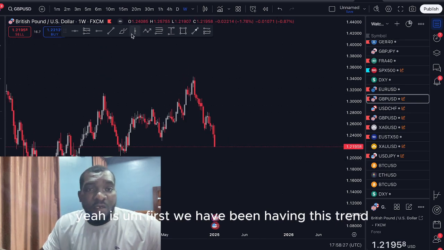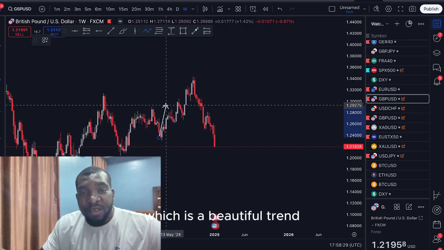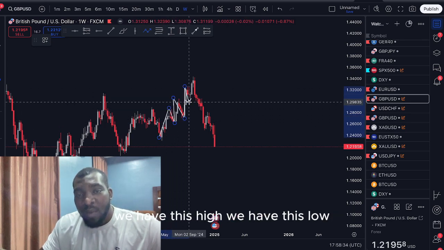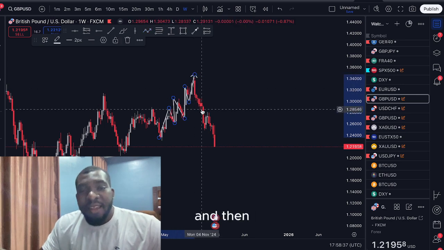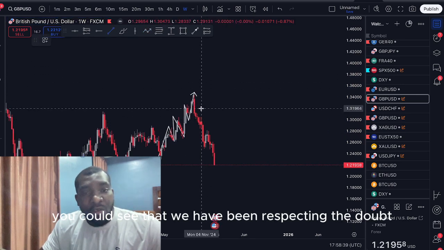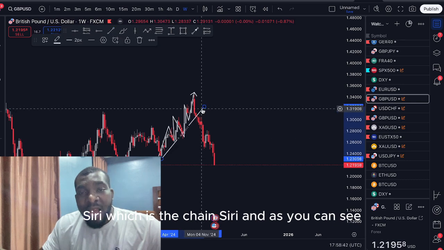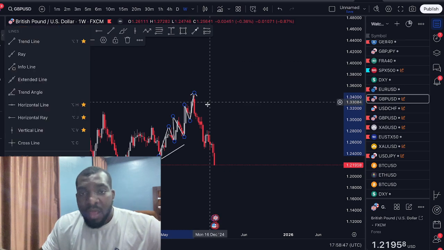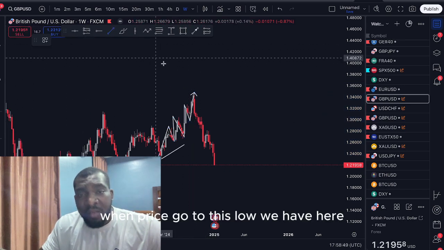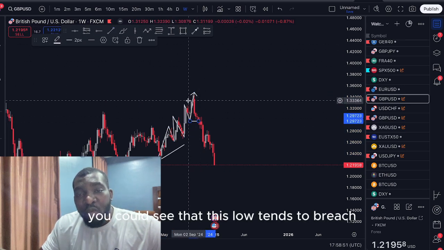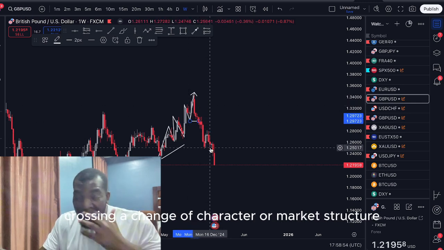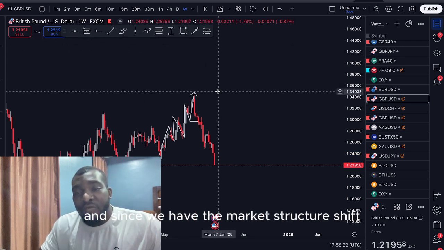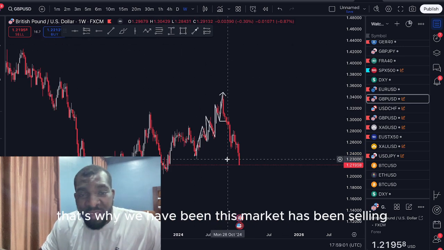Here on the weekly time frame, what I can see is first we have been having this trend, which is a beautiful trend. We have this high over here, we have this low, we have this high here, we have this low, we have this high here, we have this low, and then we have this high. You could see that we have been respecting the Dow theory, which is the trend theory. And as you can see, when price got to this low we have here, this low tends to breach, causing a change of character or market structure shift in this market on the higher time frame. And since we have the market structure shift, that's why this market has been selling.